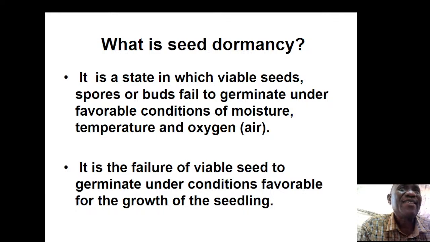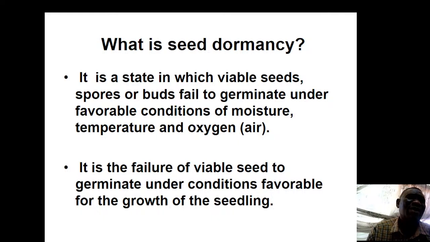So what is dormancy? It is a state in which viable seeds, it could be spores or buds, fail to germinate under favorable conditions, such as moisture, temperature, and oxygen. Everything is there, but the process of germination will not take place. So dormancy is actually the failure of viable seed to germinate under favorable conditions for growth of the seedling.